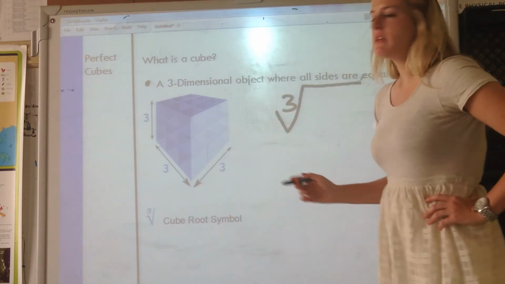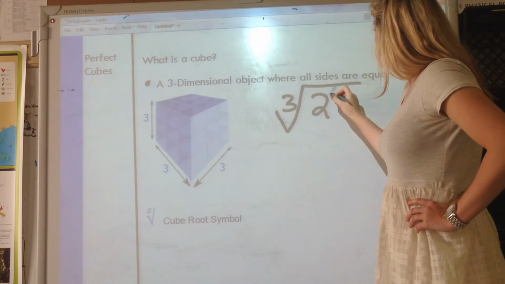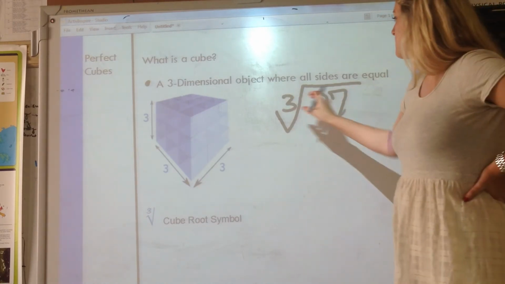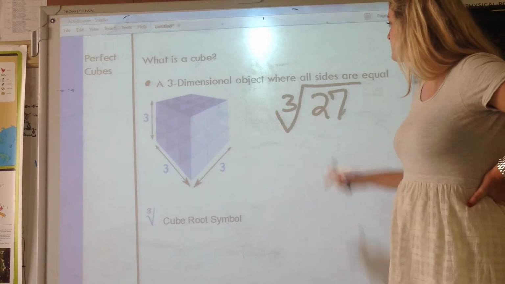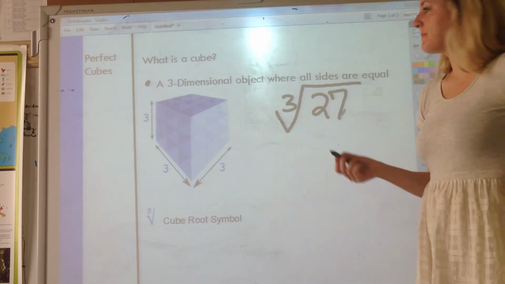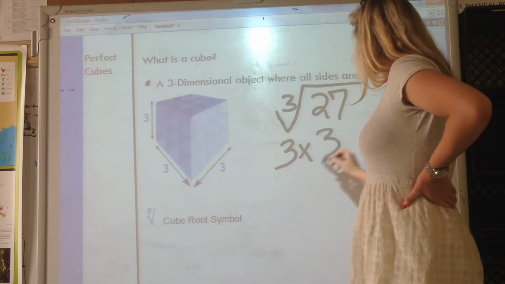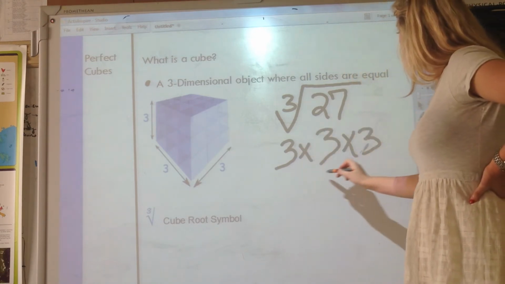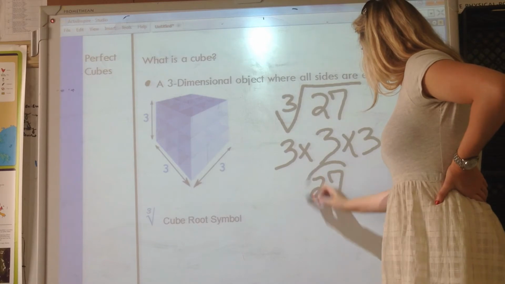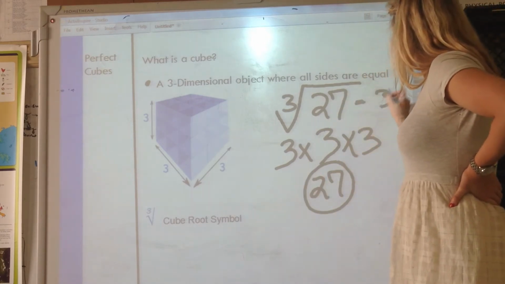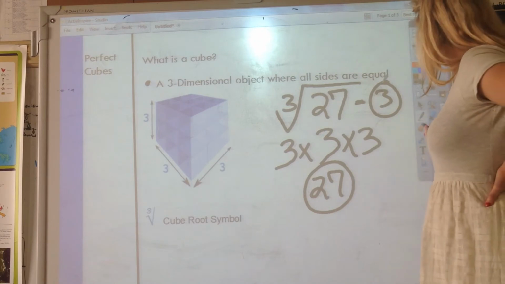So if I was given the cube root of 27, I'm thinking to myself, what number multiplied by itself 3 times will give me 27? So if I break that down, I know that 3 times 3 times 3 equals 27. So the cube root of 27 is 3. Let's do another one.